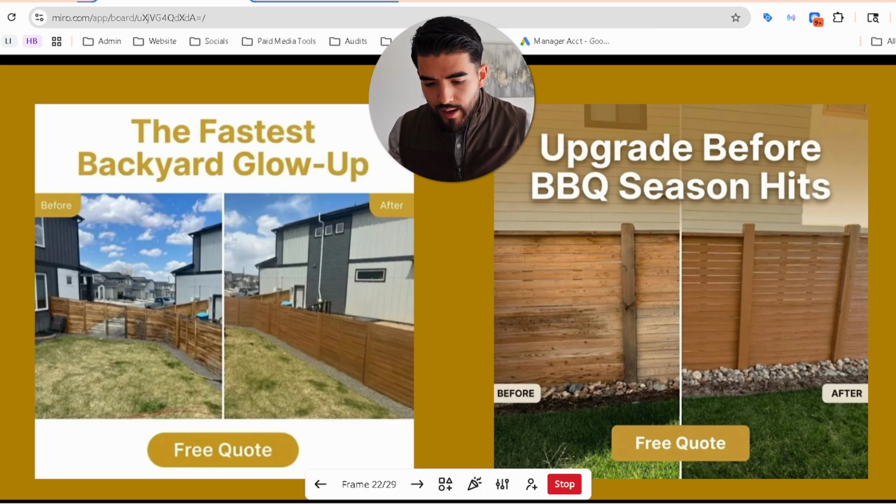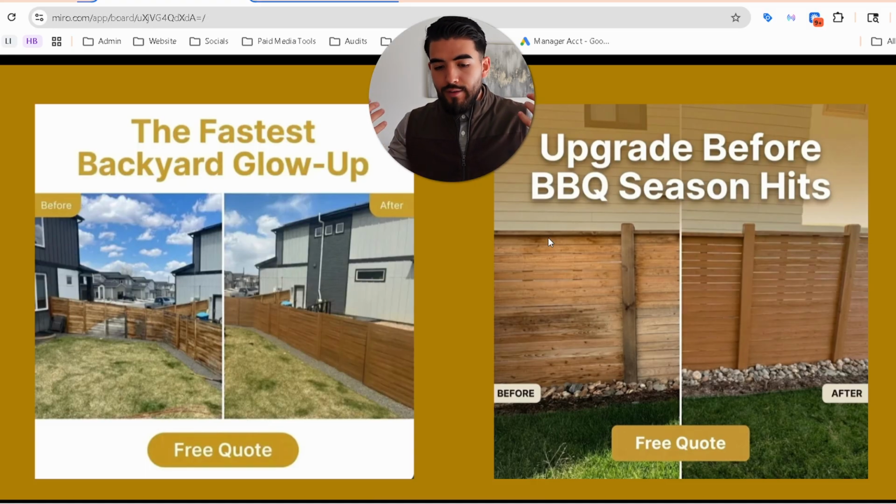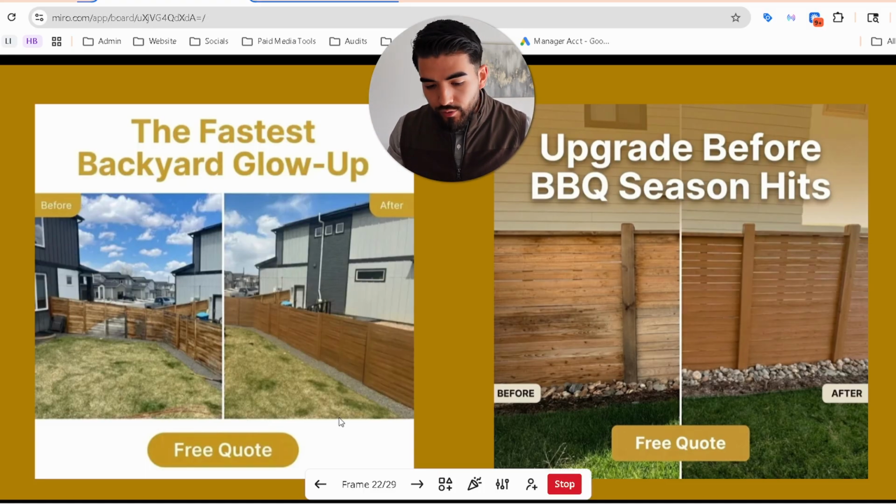So for us, for example, on our ads, we have something like this that just gets people invigorated and gets them to desire wanting to reach out to us, right? And getting a free quote, right? So the fastest backyard glow up before and after. Who wouldn't want to transform their backyard? Look at these two before and afters. And then having copy that resonates with our audience is going to be huge. And so do this in a creative way. Like we have upgrade before barbecue season hits, the fastest backyard glow up.